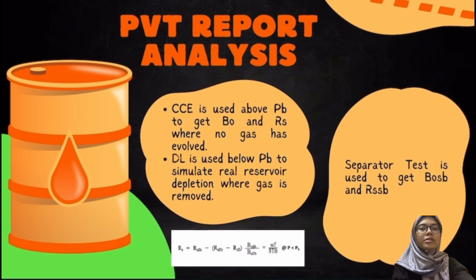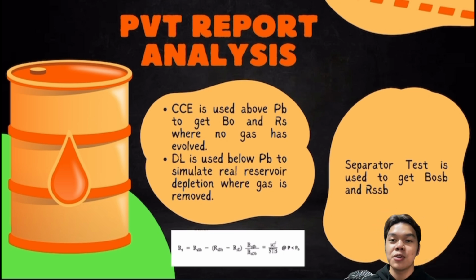BO at pressures below the bubble point: oil becomes saturated. Gas comes out of solution. BO is estimated using the combination of DL and separator test data. As pressure declines, BO decreases because gas evolves from the oil and reduces its volume.